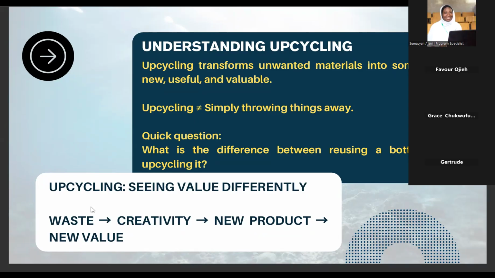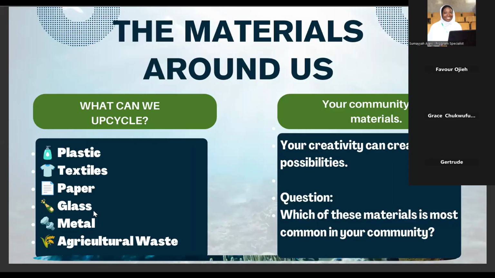Upcycling makes us see things differently, from waste to creativity to new products. So there are a lot of things. It's not just plastic that could be recycled. Please, the next slide. There are other things that could be recycled because I'm aware that a lot of us are in different sectors. Some of us are in agriculture. Some persons are into the textile industry. They are fashion designers. So a lot of products could be upcycled and recycled.